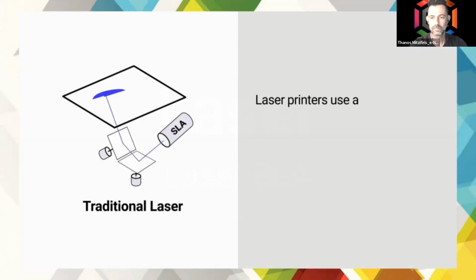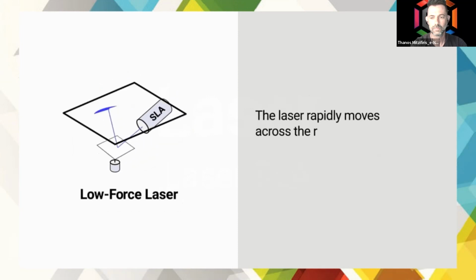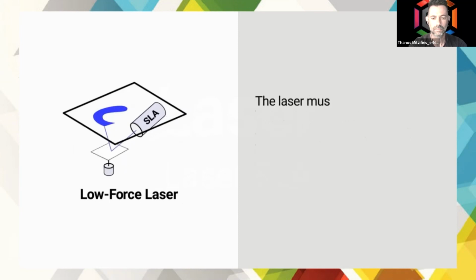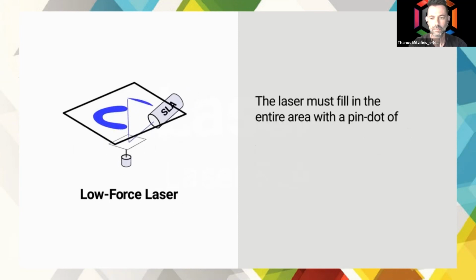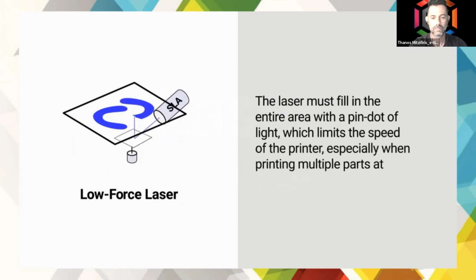Laser printers use a pin dot of high-intensity light to draw each layer. This process is similar to using a fine-tipped pencil to draw on paper. The laser rapidly moves across the resin tank, drawing the details of each layer as it goes. The laser must fill in the entire area with a pin dot of light, which limits the speed of the printer, especially when printing multiple parts at once.